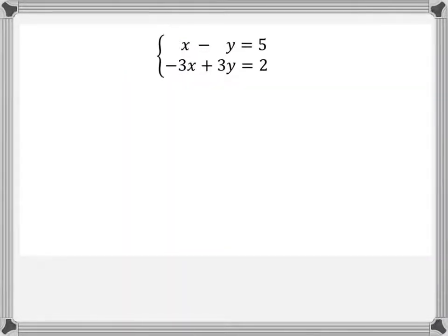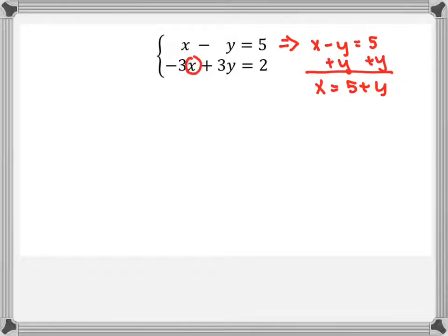Okay, let's look at another 2x2 system. Here I have x minus y equals 5, and -3x plus 3y equals 2. Here I'm going to use substitution to show you an example where I use another method. I'm going to take my first equation and solve it for x. I will get x by itself by adding y to both sides, and x equals 5 plus y. Then I will substitute 5 plus y in for x in my second equation.